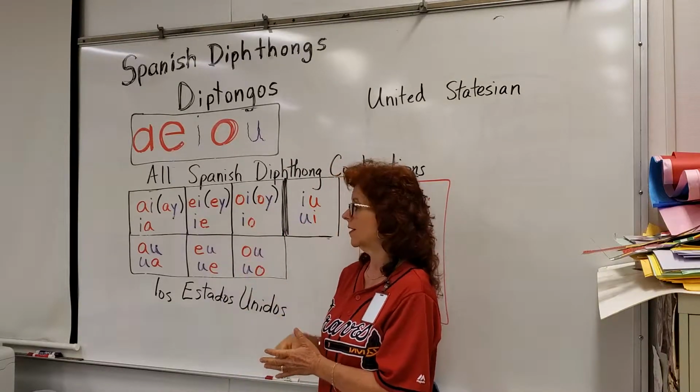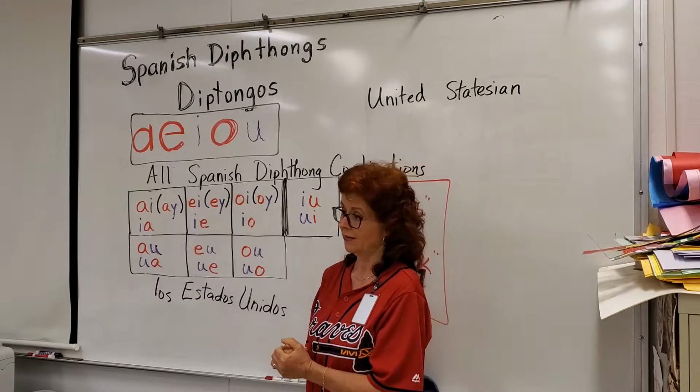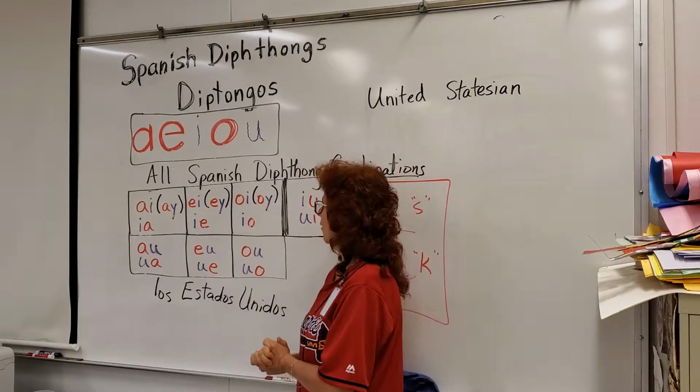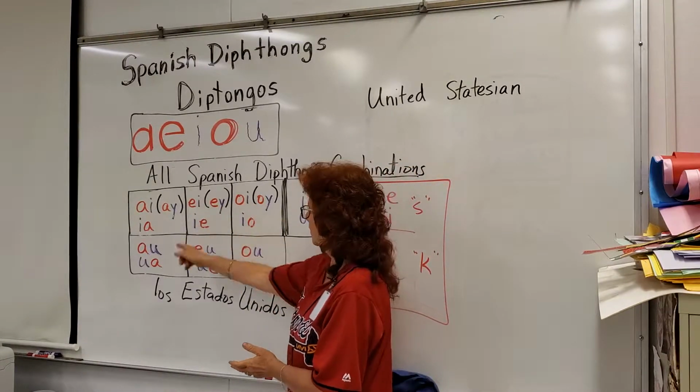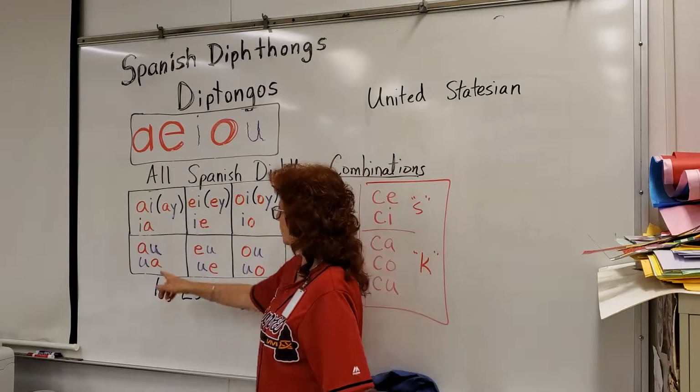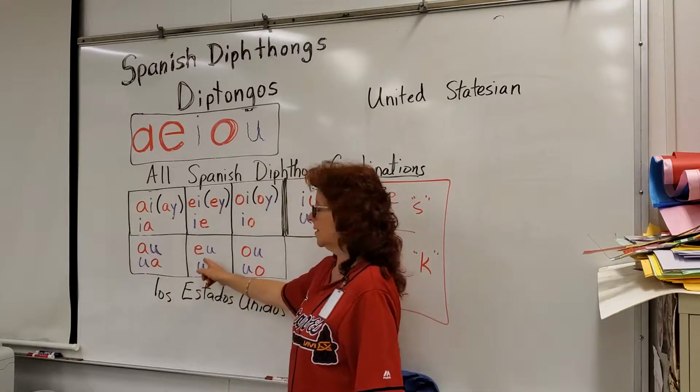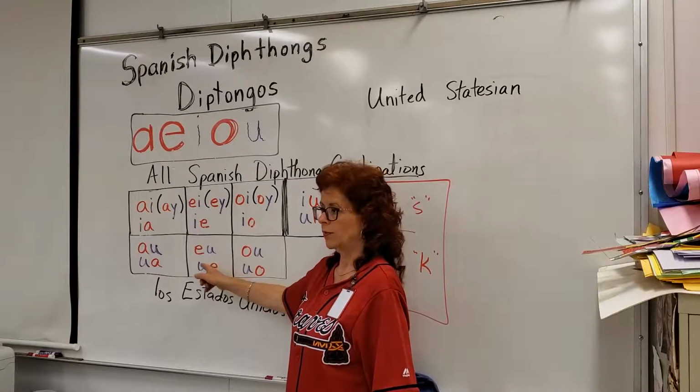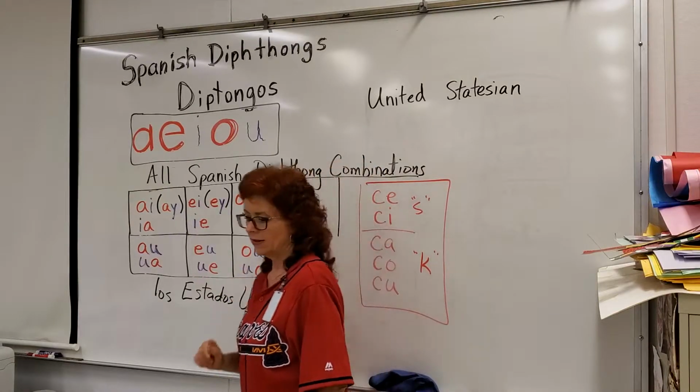When there's a written accent, it is called a hiatus, and that's a totally different lesson. Okay, so done, done, done, and now we're here. If this is au, then what's this? Eu, eu, okay? All right, so let's go ahead and do that.